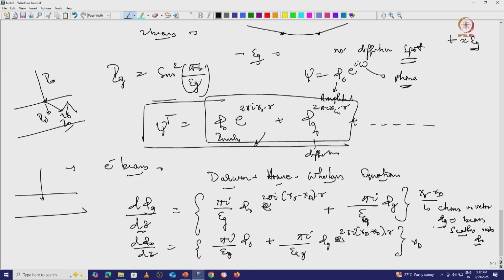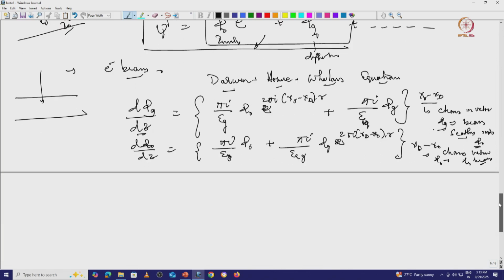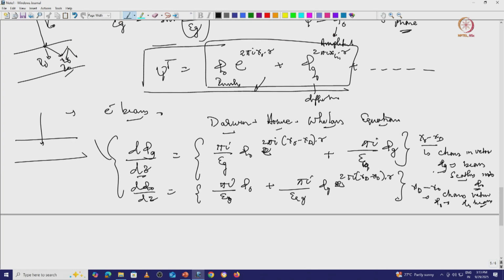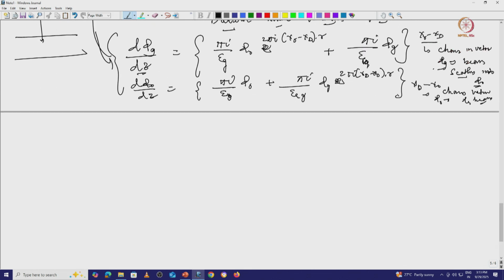Similarly, x d minus x naught is the change in vector of phi 0, which scatters back to the phi g beam again. And the intensity which we have given in this equation is the solution to these equations.